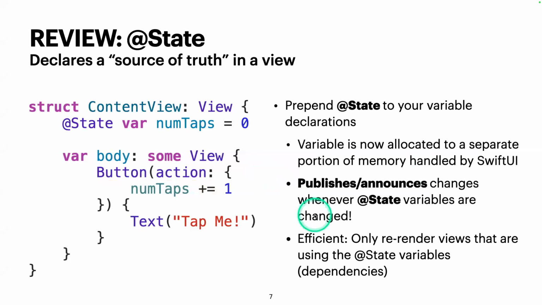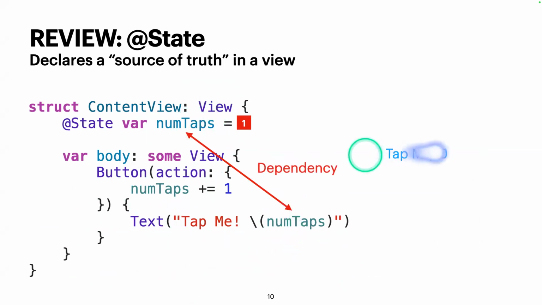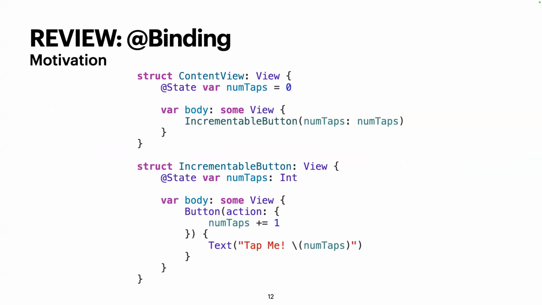And it's really efficient because SwiftUI only re-renders the views that are, again, using the @State variables, which we call dependencies. So this right here creates a dependency with numTaps because somewhere in the view UI, the view references numTaps. So when I tap on this button, it's going to increment numTaps by 1. And again, since there's a dependency with the view and this variable, SwiftUI will re-render the view to update the new value of numTaps. If we do this again, numTaps will be incremented to 2, and we will reflect the new UI.